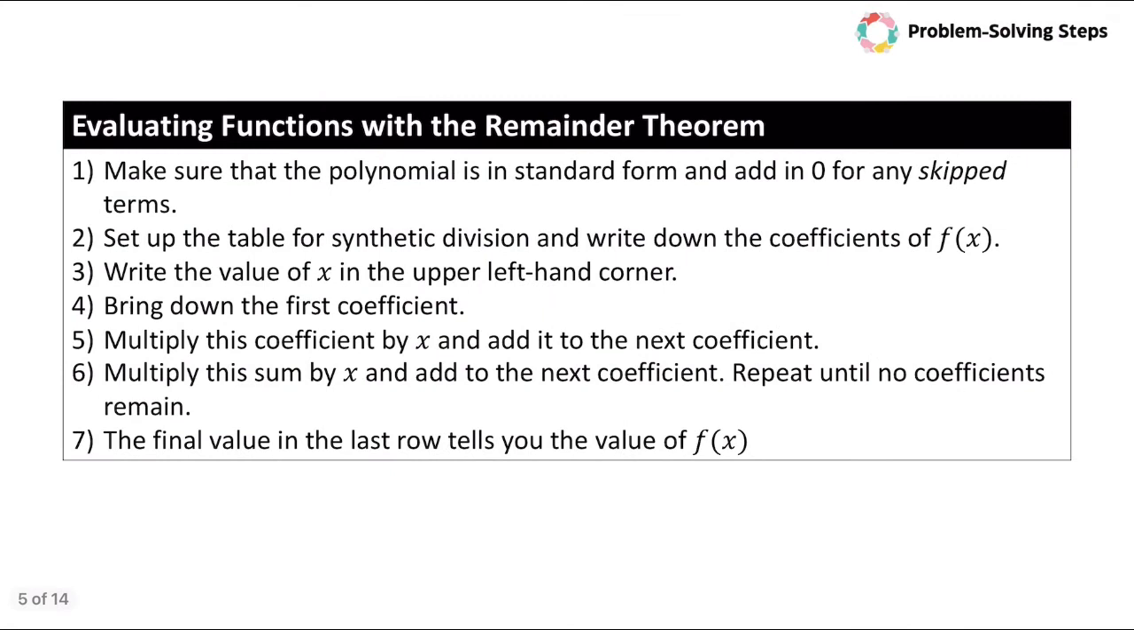So here's what we're going to do. We're going to start off making sure our polynomial is in standard form and add in any zeros for skipped terms. Then we'll set up our synthetic division and write down the coefficients of f of x. We'll then write the value of x in the upper left-hand corner and then do the steps of synthetic division. So bring down the first coefficient, multiply it by x, and then add it to the next coefficient, and then keep repeating until you have no coefficients left. The final value in the last row, where that remainder should be, tells you the value of f of x.